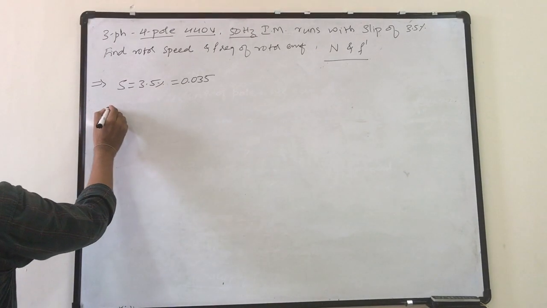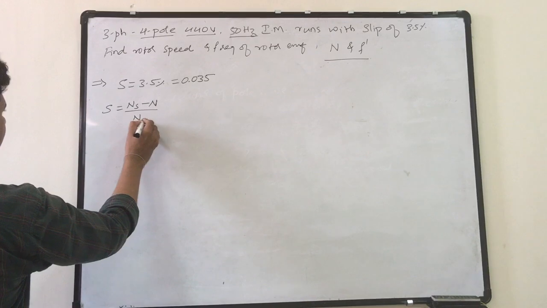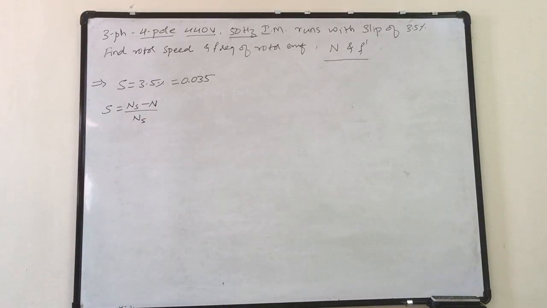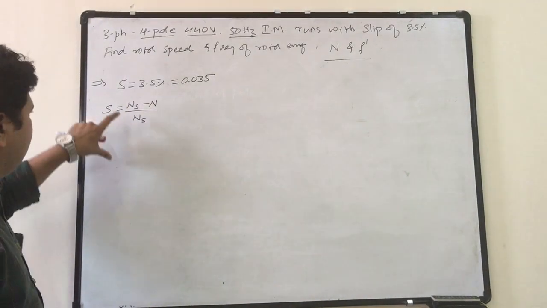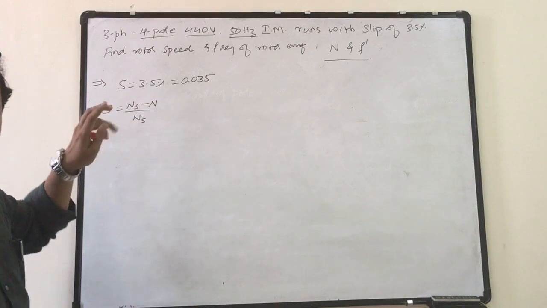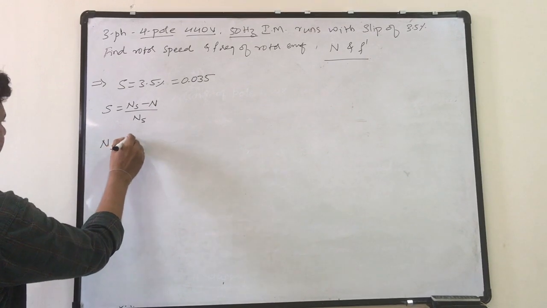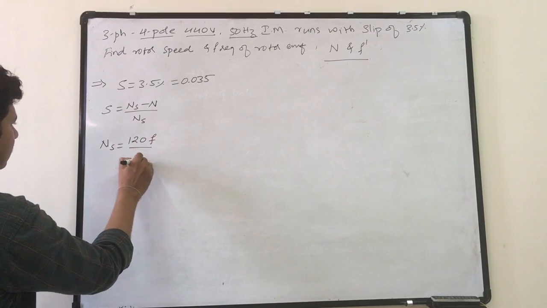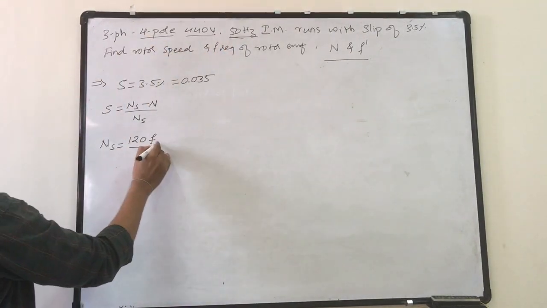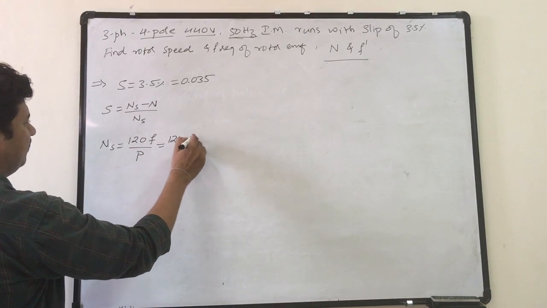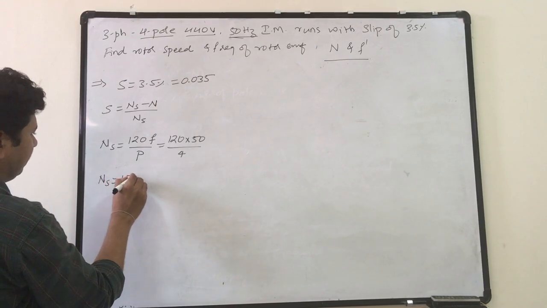So we have S equals Ns minus N divided by Ns. Slip S is known. Ns is not given directly, but I can find out the synchronous speed. Ns is equal to 120 F upon P. Frequency is 50 hertz, number of poles are 4. So 120 into 50 divided by 4, so my Ns will be 1500 RPM.